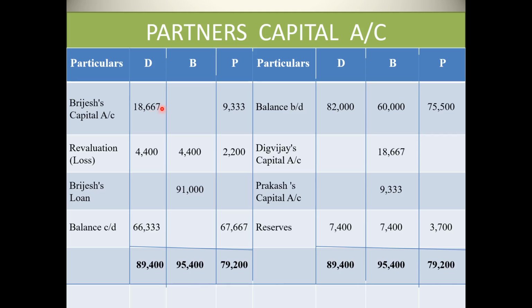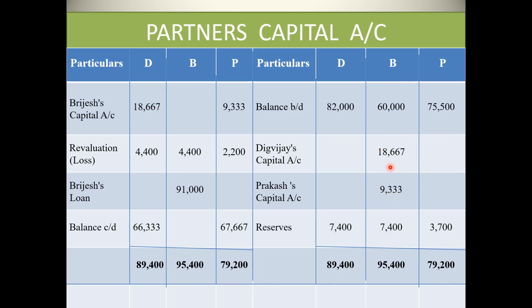This is the amount of Digvijay's share, and this is the amount of Prakash's share. Then we pass the contra entry, the opposite entry. Here Digvijay and Prakash debit to Brajesh. So the opposite entry is by Digvijay, by Prakash, and the amount comes in the Brajesh column. This is the contra entry, just like a cash deposit to the bank or cash withdrawal from the bank in the cash book. We learned in class 11 how to pass the contra entry. The same way, contra entry.